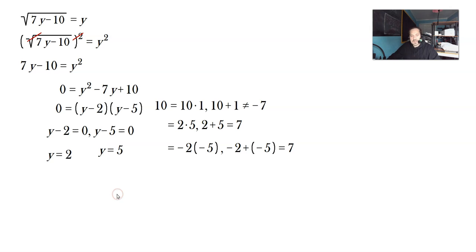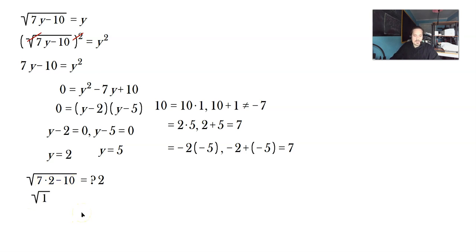Good. These are the two supposed solutions. The question is, do they both work or not? Whenever you have a square root equation, you have to check. So let's check. I'm going to have the square root of 7 times 2, using 2 as our check value, minus 10. I'm asking, is this equal to the value of y, which is also 2? I'm going back to the original, replacing y with 2, and checking whether the left and right sides are the same or not.